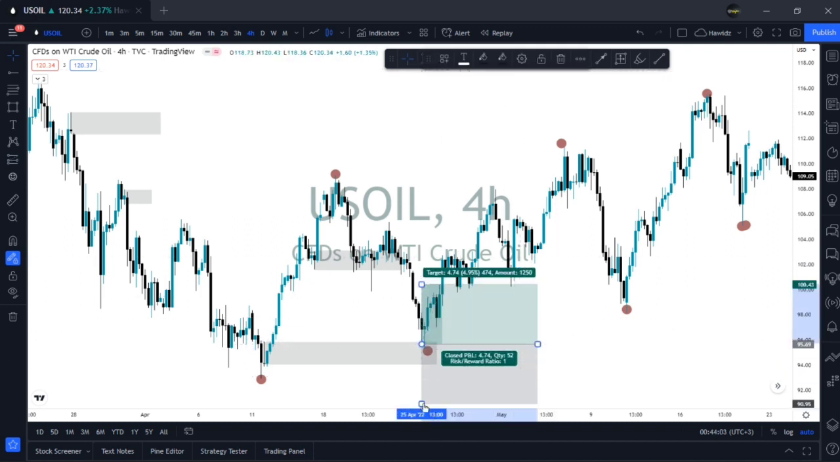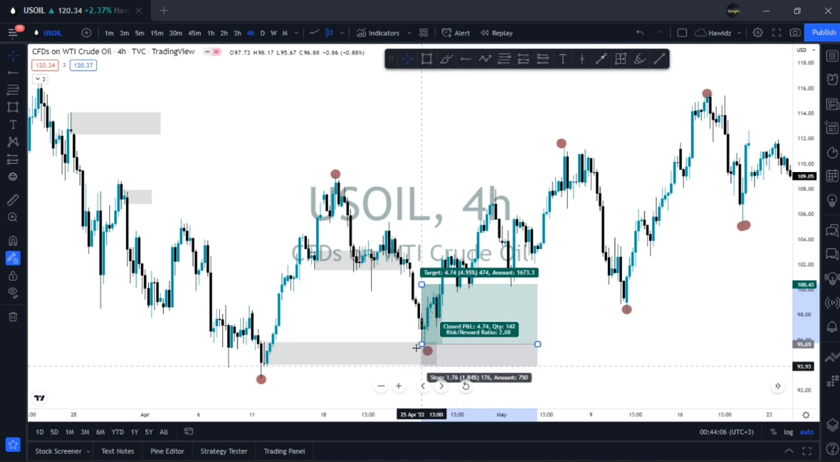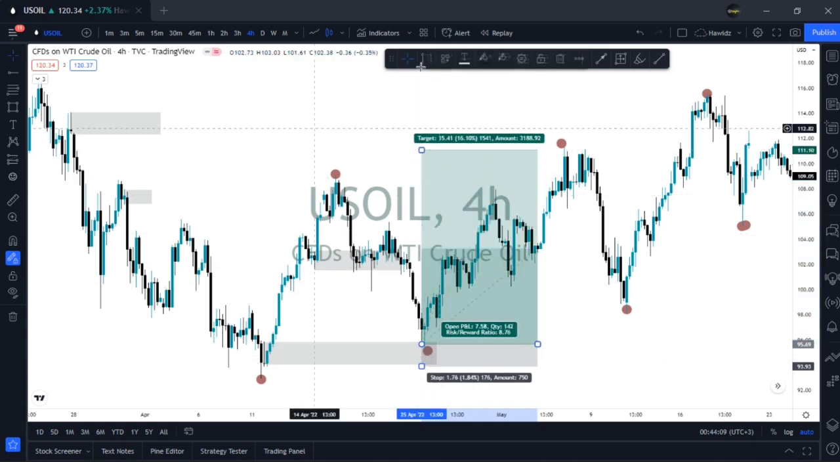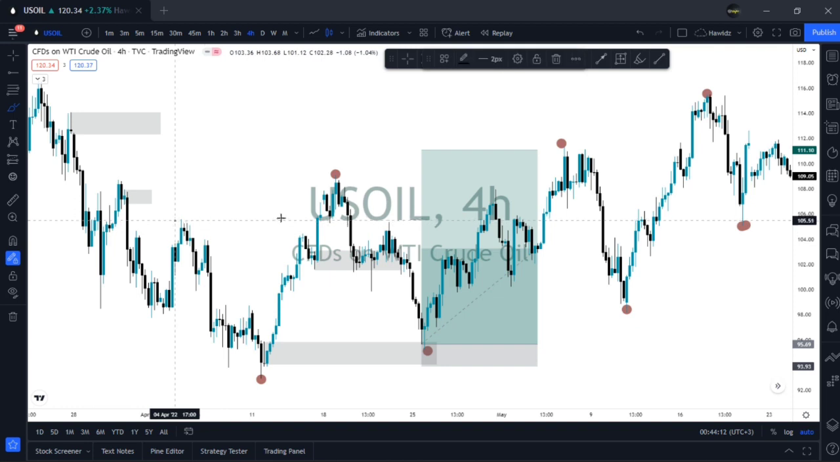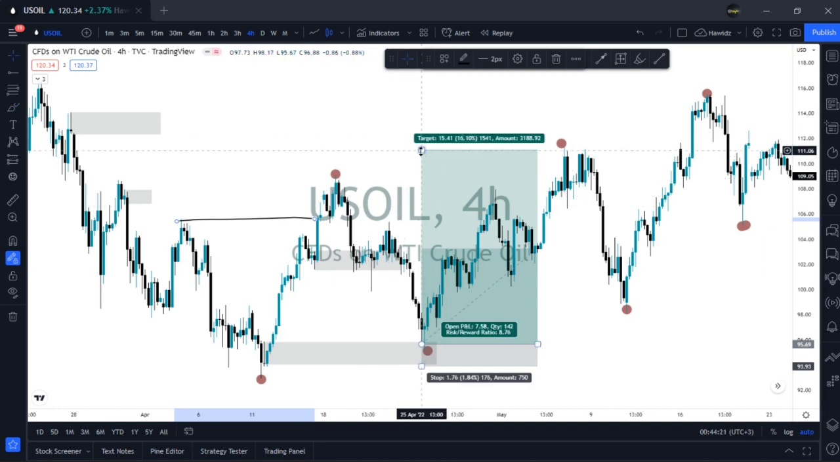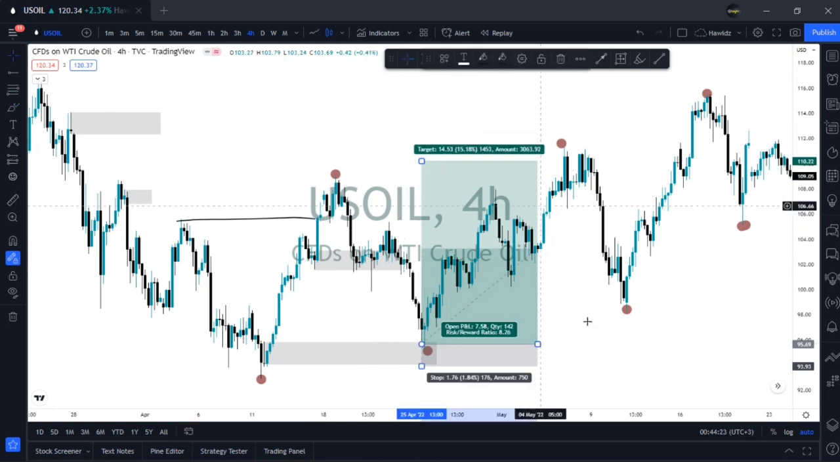So let's say your entry is there. This is just trading supply and demand. You have your structural confirmation with the breaker structure right here. Boom, so that's your breaker structure. So you already have your structural confirmation of a bullish move, so you know that this market is going bullish.